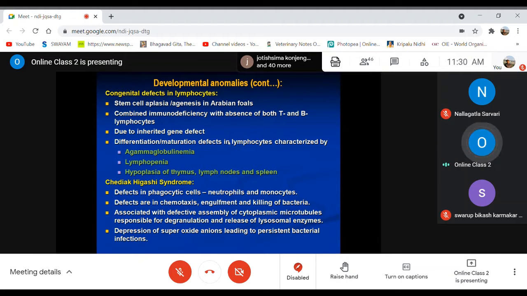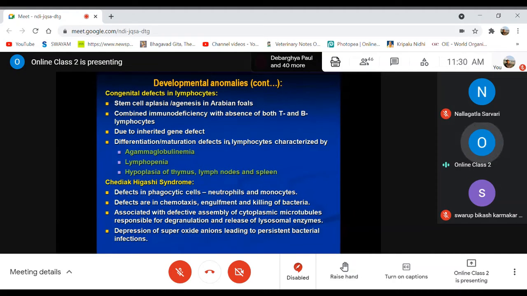Then next is Chediak-Higashi syndrome. In this anomaly, there are defects in the phagocytic cells, mostly the neutrophils and the monocytes. Because of these defects, there will be defects in chemotaxis, the chemical attraction, the engulfment and killing of the bacteria, as we have already discussed in the chapter on inflammation.